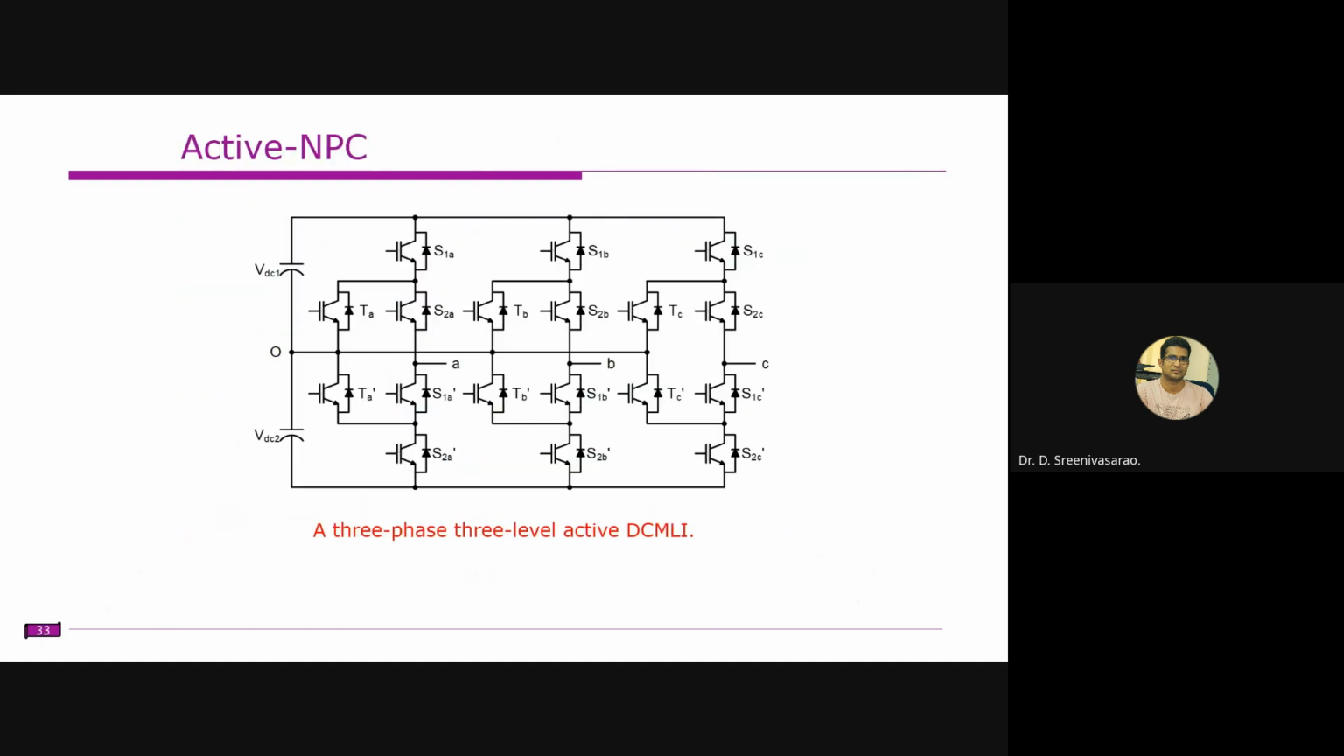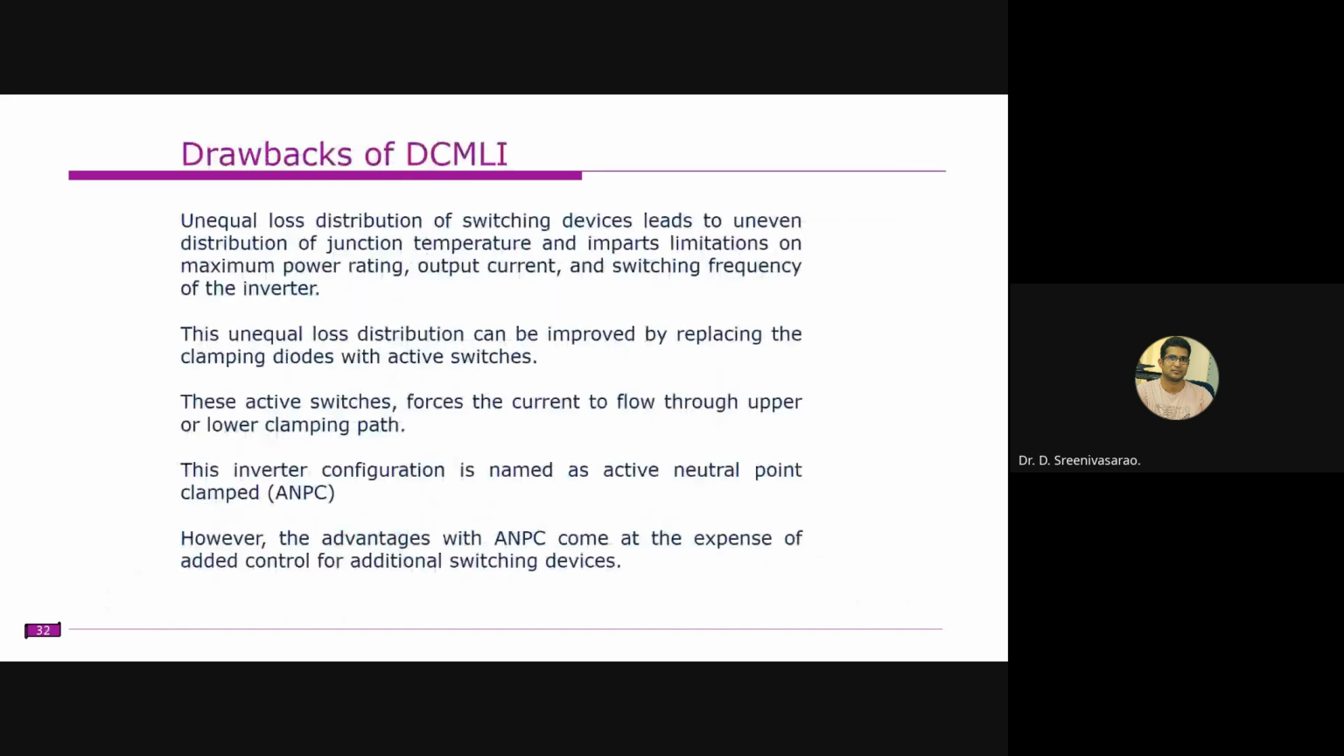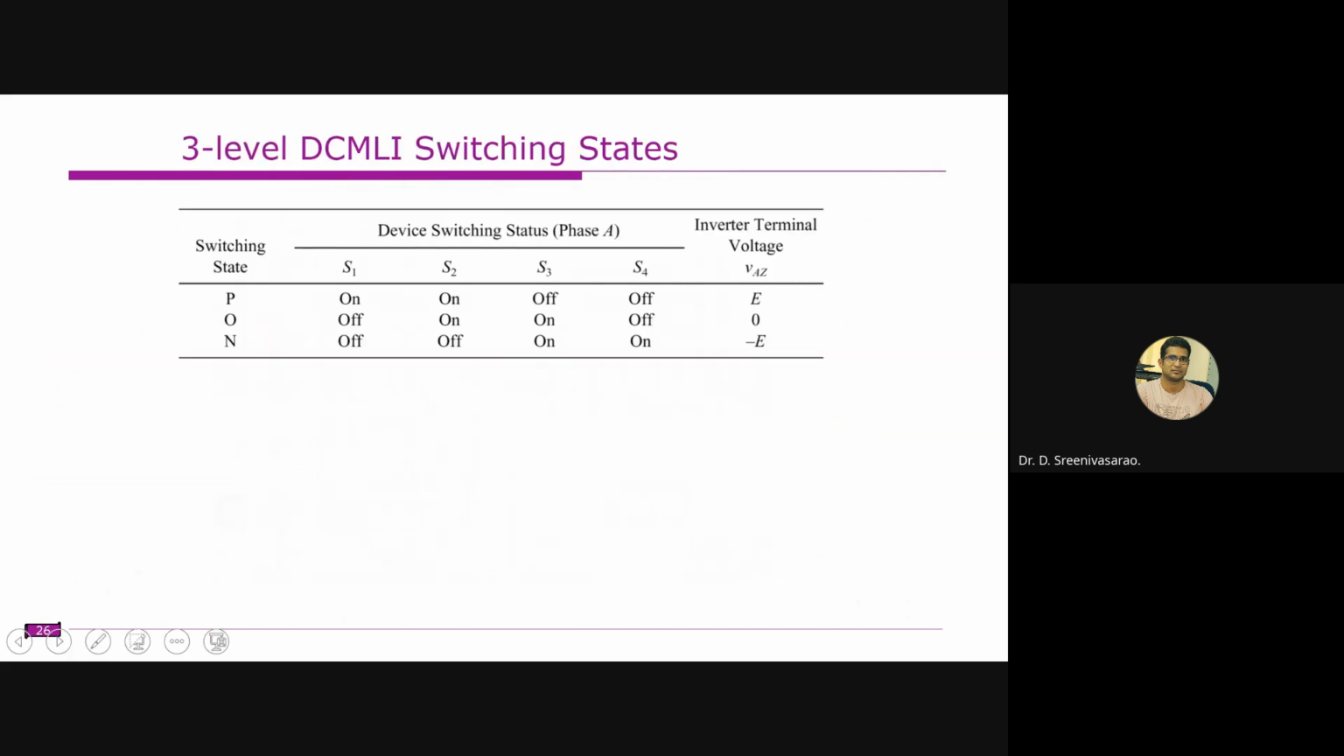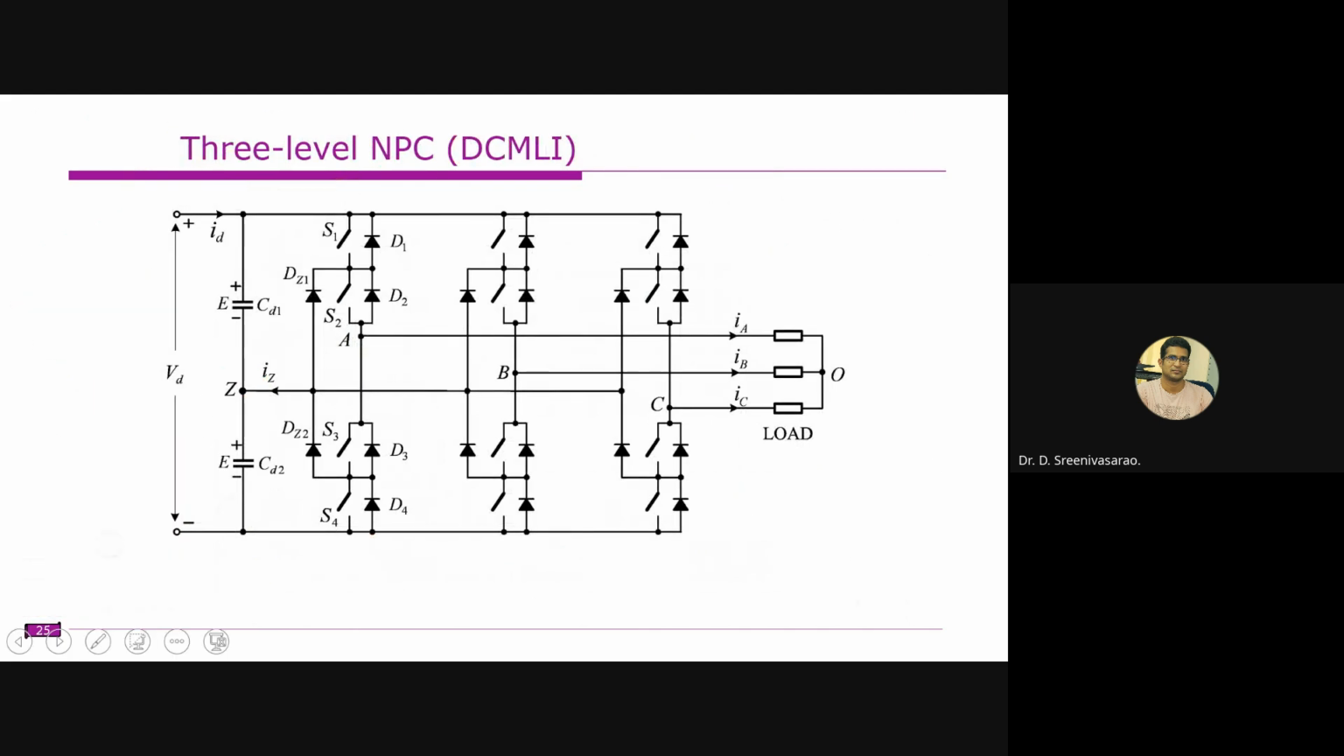One of the main drawbacks with the diode clamp is related to the current flow. Here you have these DC sources, and sometimes the current will flow in this direction, or sometimes in this direction. So we expect that these two capacitors must be charged equally. Let us assume you have 700 volts here, so we expect that this capacitor must be 350 volts and this capacitor must be 350 volts. Then only smooth control is possible.